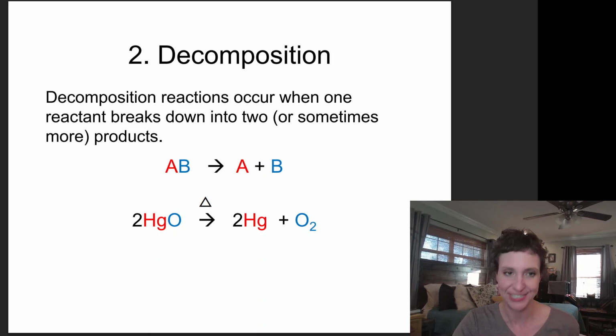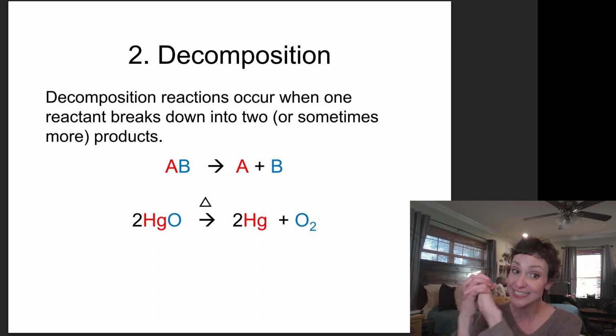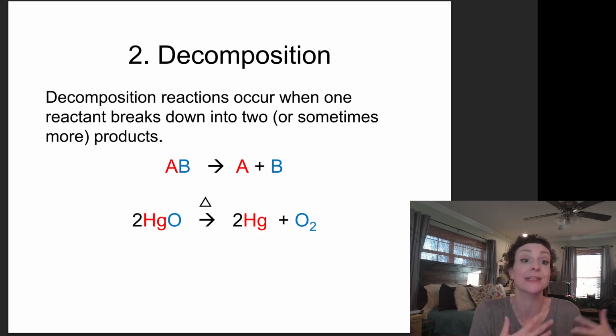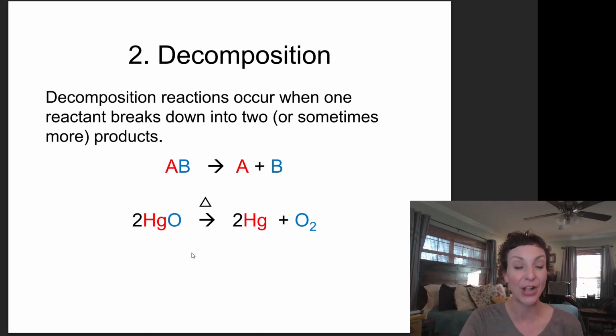Now, in chemistry terms, decomposition reactions occur when one reactant, meaning a couple, will break down into two or sometimes more products. And in order to break down into sometimes more products, you would have to have a little bit more going on in the chemical equation than just a simple ionic compound made up of two elements. But that is also a possibility. If you see one thing on the reactant side and two or more on the product side, you have decomposed something. You have a decomposition reaction.